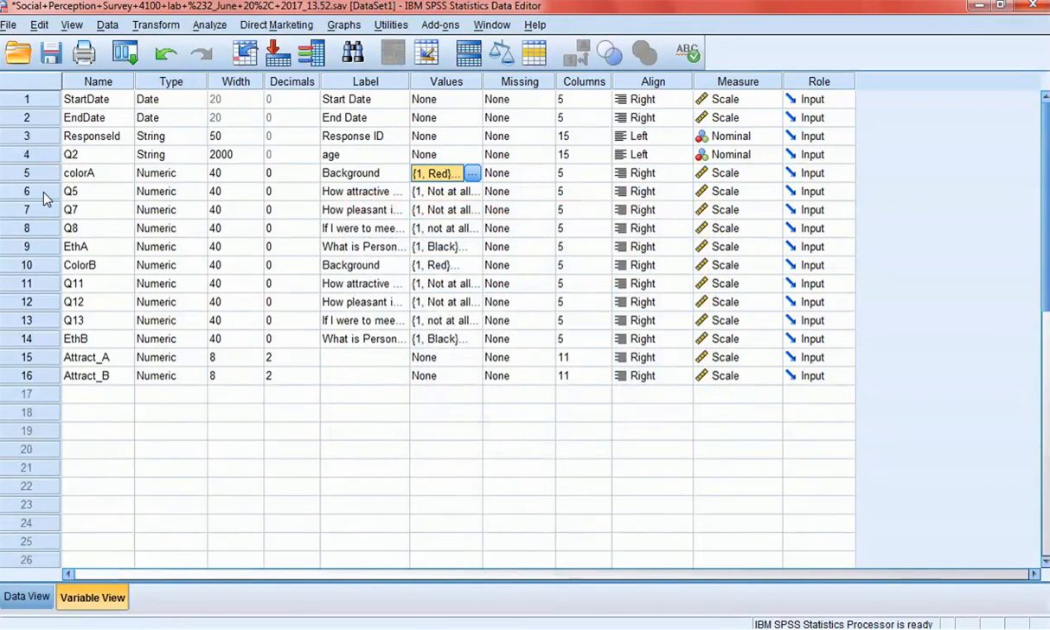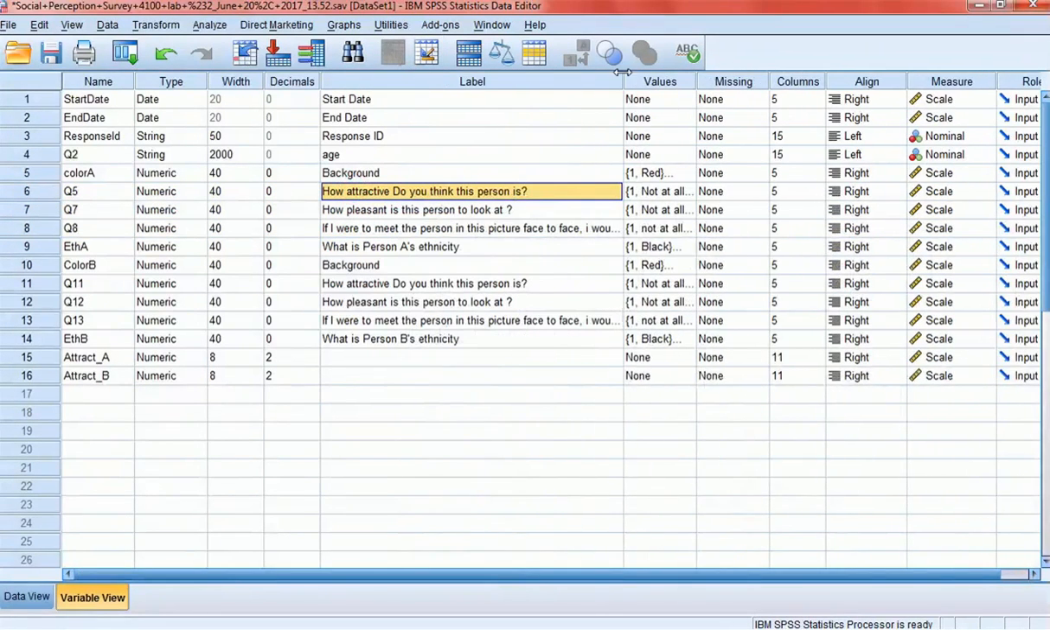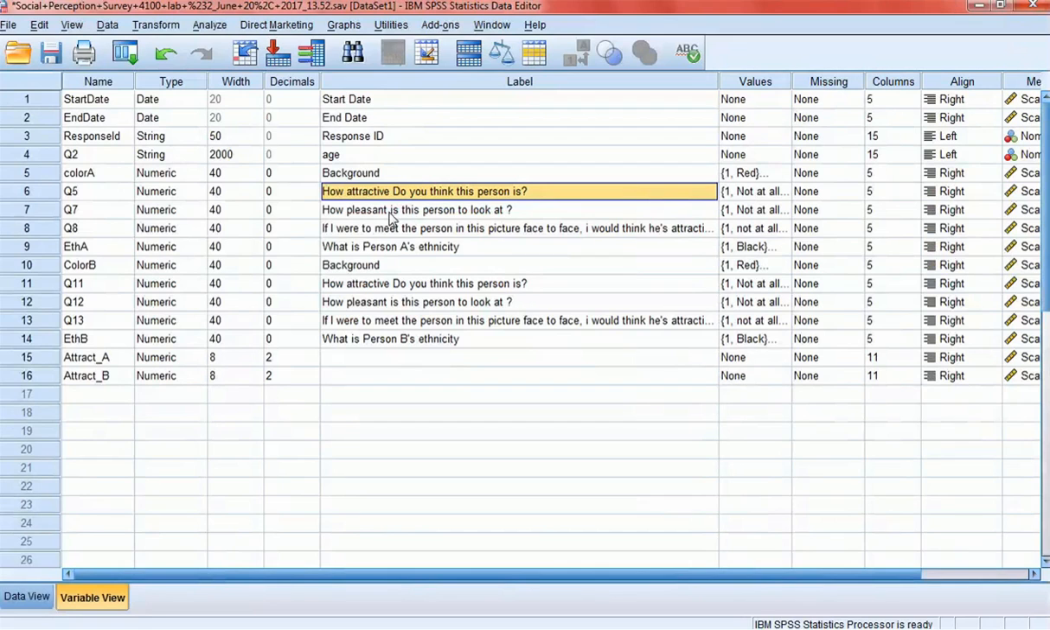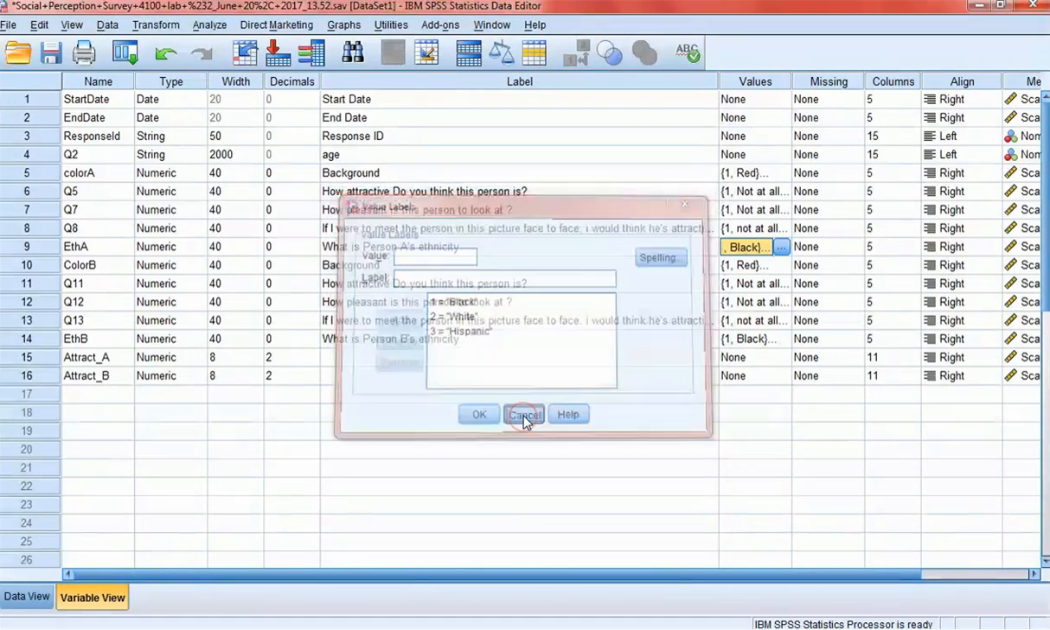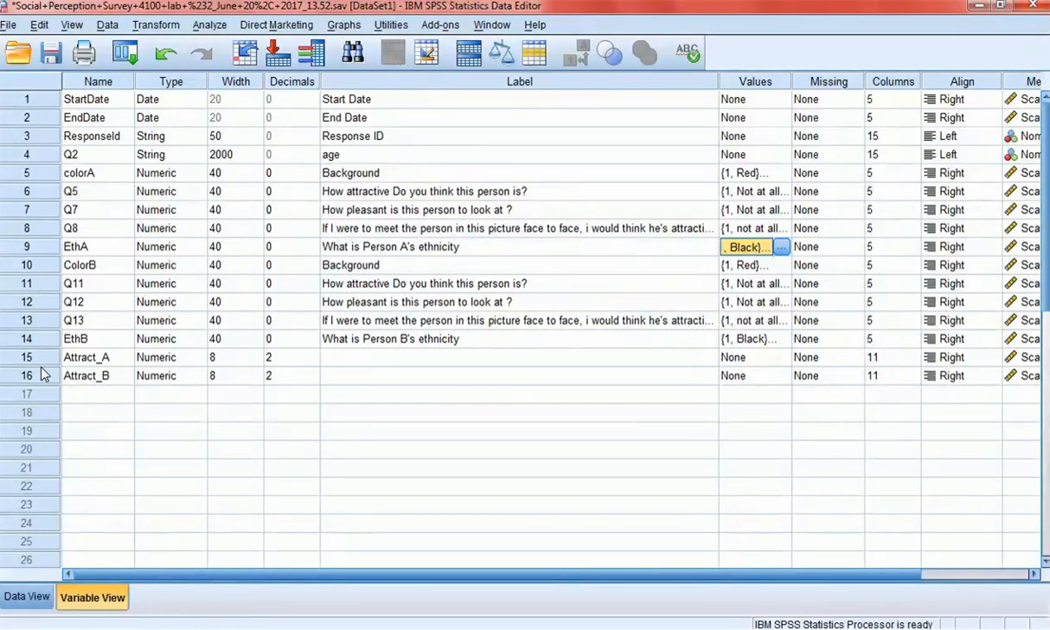We also have our 3 attractiveness questions here. So how attractive do you think this person is? How pleasant is this person to look at? If you were to meet them, would you go out on a date with them? We've also got the ethnicity. So again, black, white, or Hispanic, 1, 2, and 3. And then we've got the same for person B.